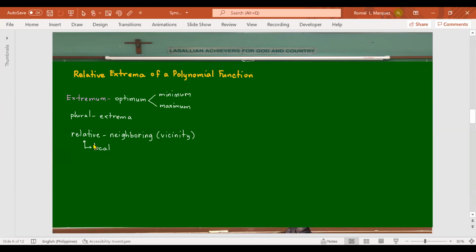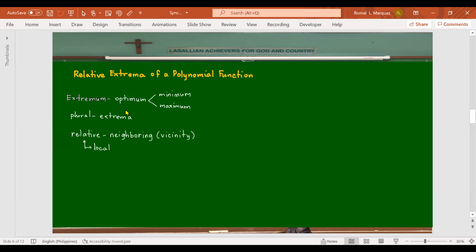In other words, there can be two minimum points, or two minima values of the function, when it comes to relative. Okay? It doesn't mean it is the highest among all the points, but only relative to the neighboring ones. Is that clear?